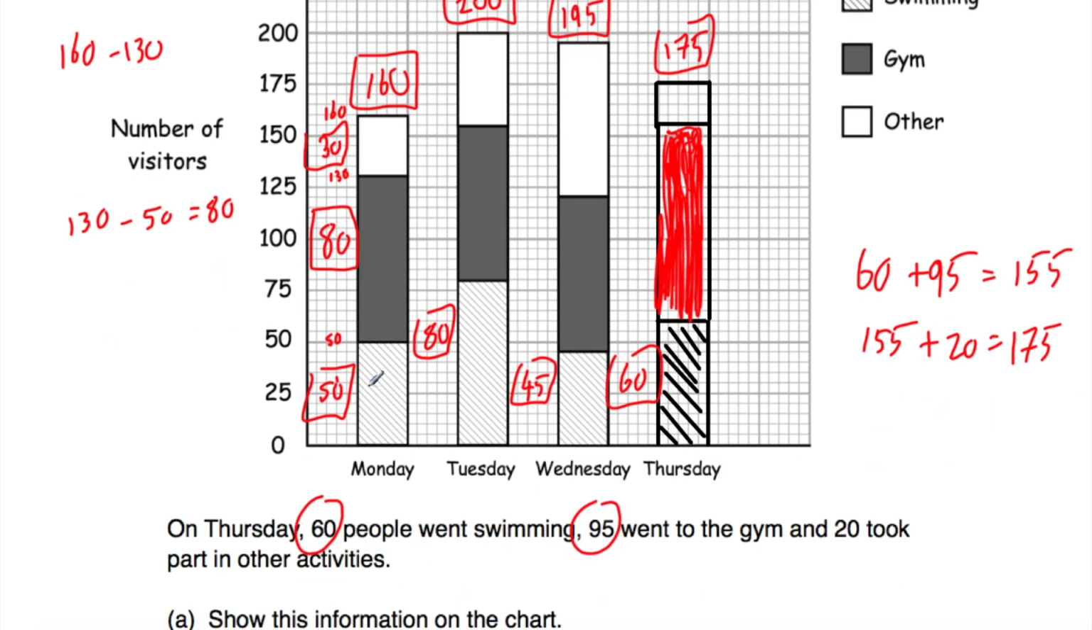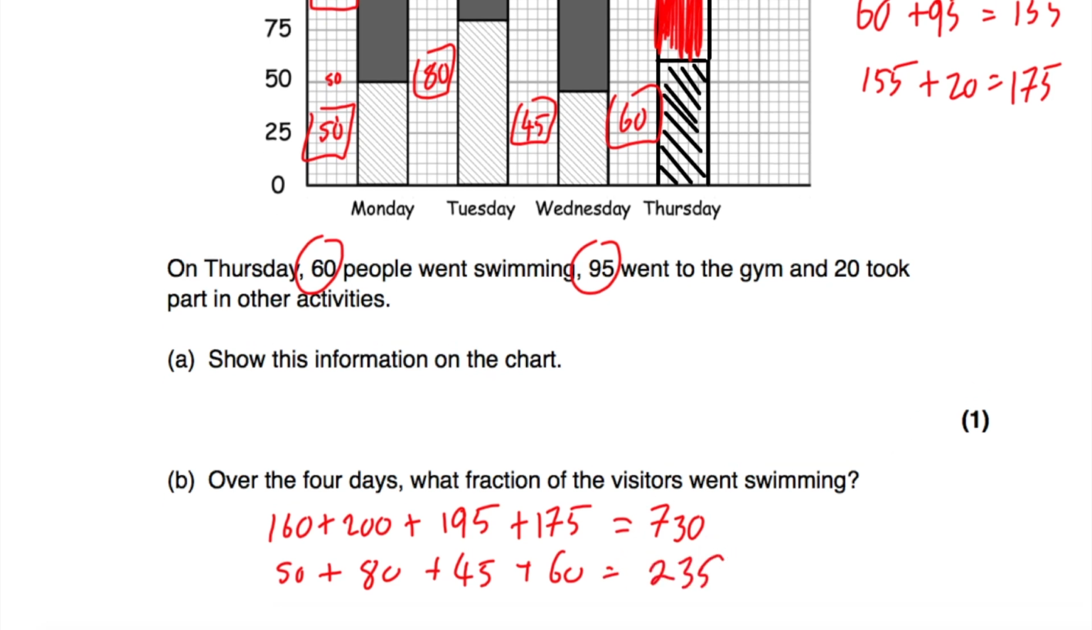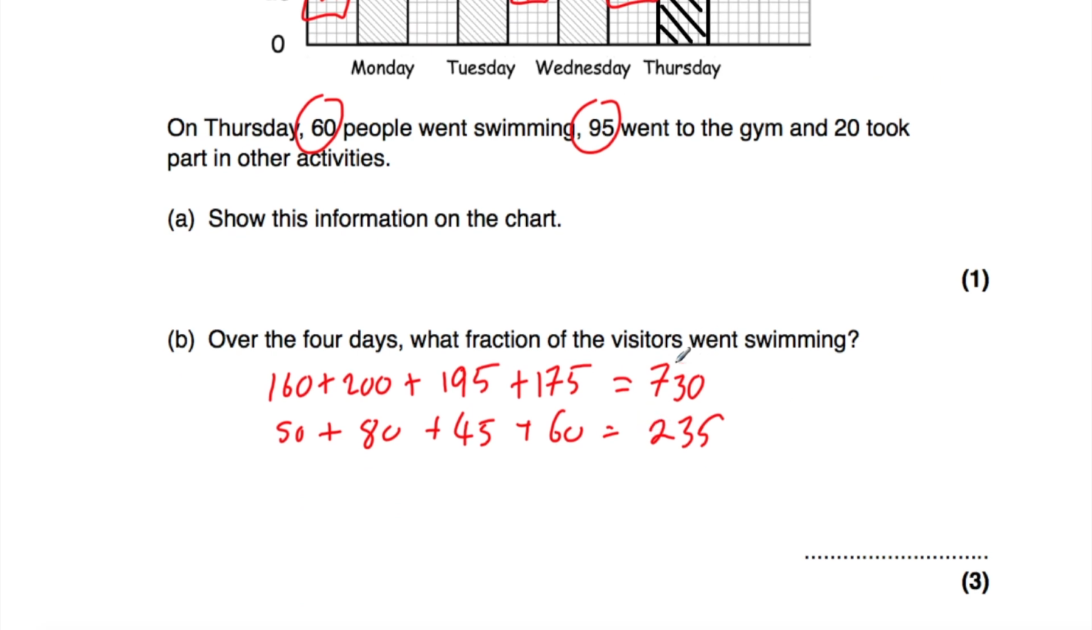Now, if we add these up, the 50, the 80, the 45, and the 60, we can see how many people went swimming altogether. So 50 plus 80 plus 45 plus 60. So let's add those up and see what we get. And when we add those up, we get 235. So that means that 235 out of the 730 people went swimming.